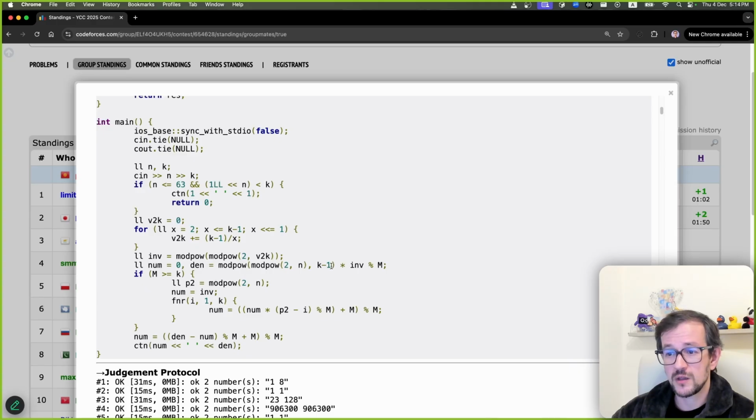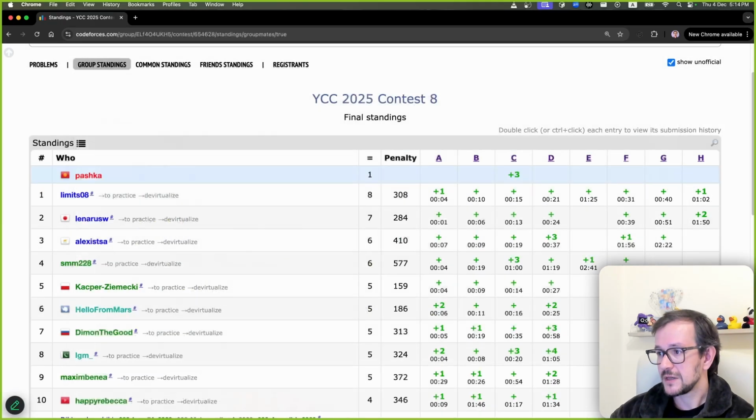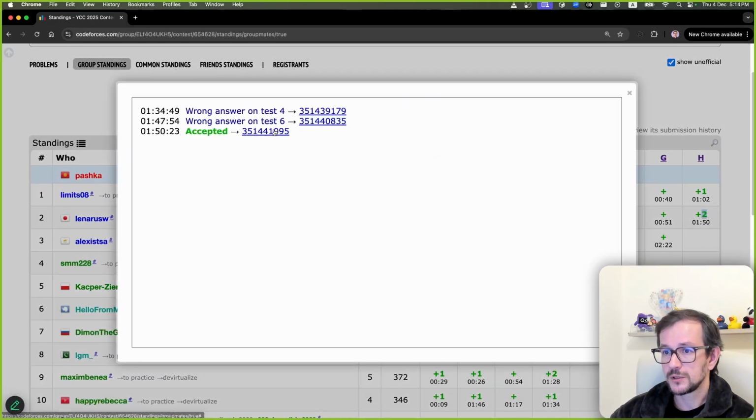Because here you do power k minus 1. So you already divide by 2 power n. Okay, makes sense. So you can always divide by 2 power n. Instead of calculating 2 power n power k, you get 2 power n power k minus 1. Nice, nice. Let's look at yours.